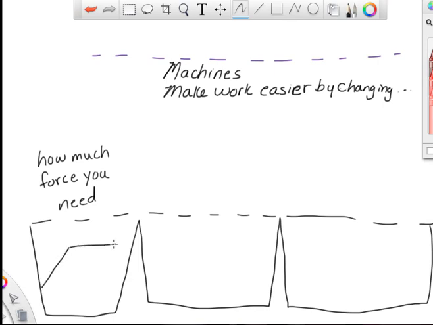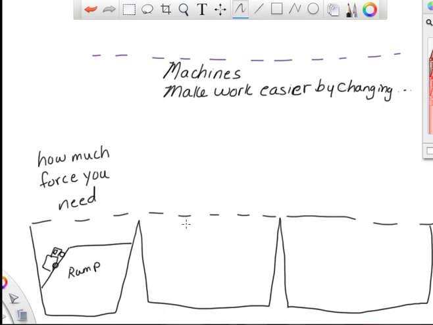So I'm just going to draw a picture right here of a ramp or an inclined plane. That's what we would call it. And my little truck going up the ramp. Okay.